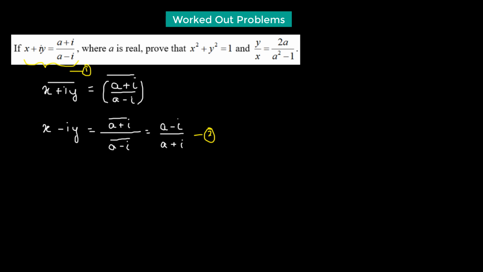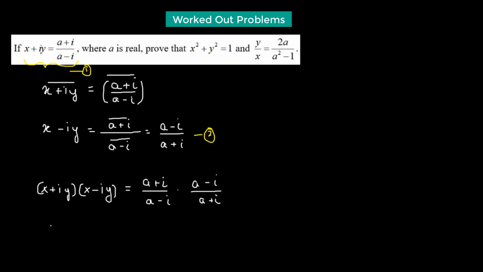Now we're going to multiply them, so that would give us x plus iy multiplied by x minus iy is equal to (a plus i divided by a minus i) multiplied by (a minus i divided by a plus i).